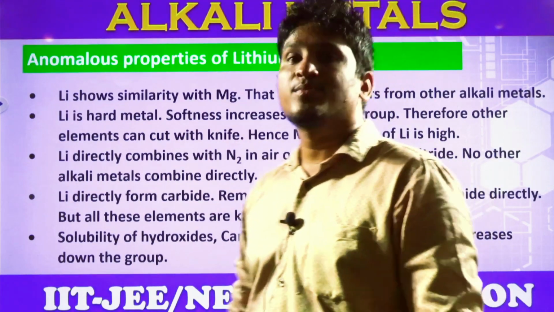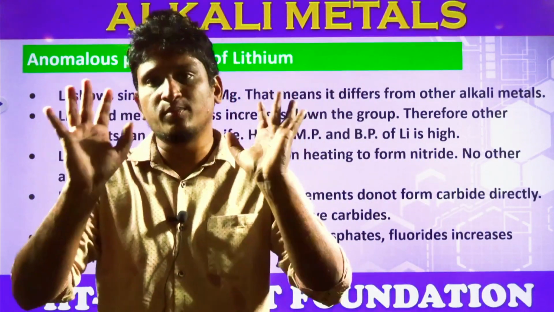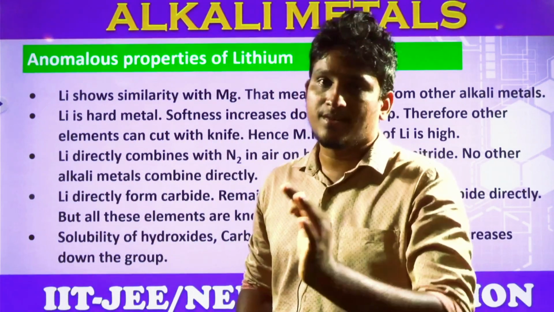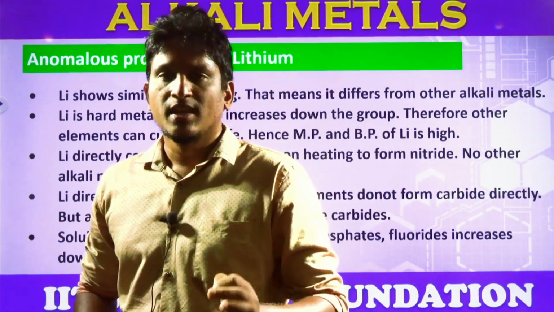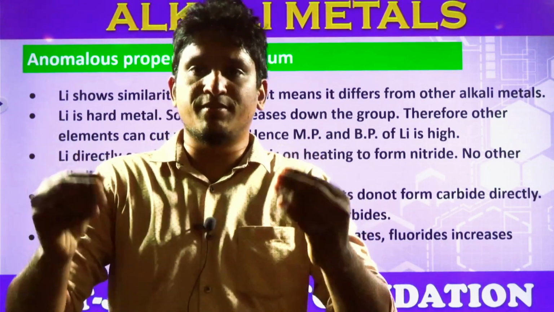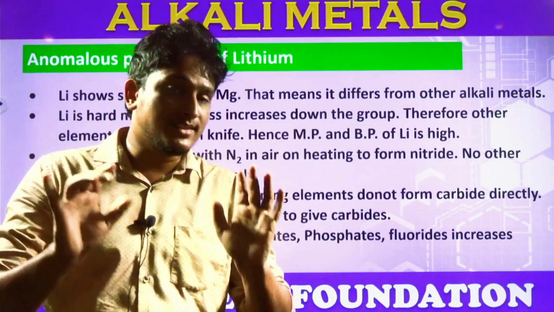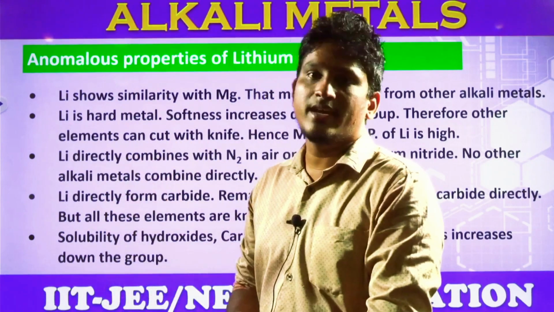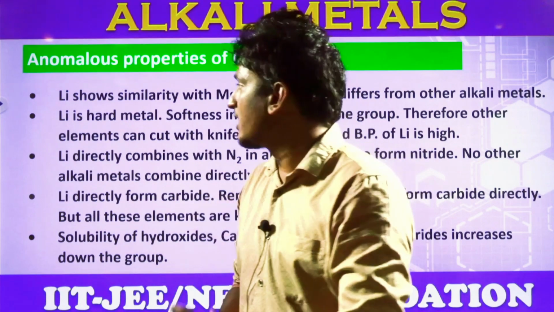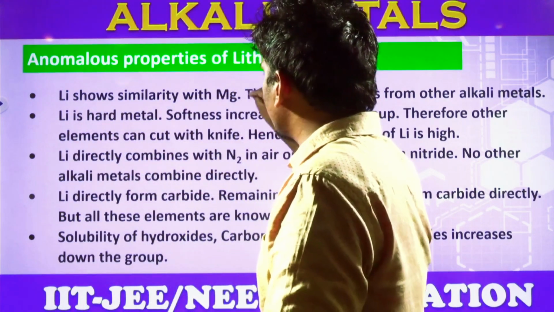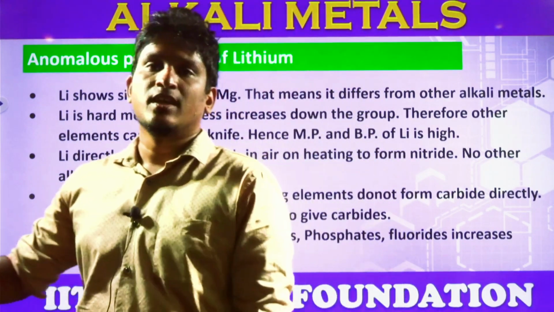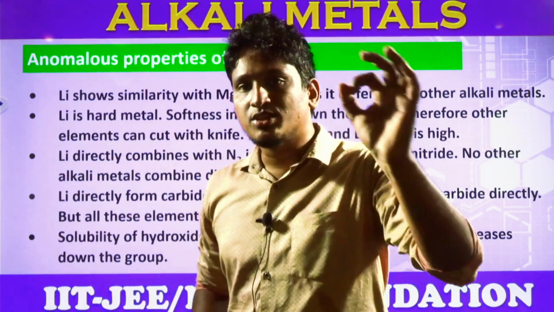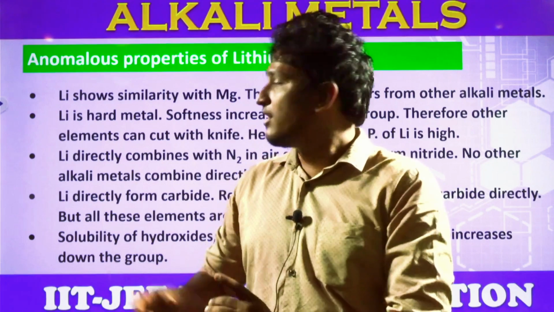Next, anomalous properties of lithium. This is the crucial point. These are crucial points which come under this chapter. Anomalous properties means, students, something which is not following in a way, in an order. That is done by lithium. So look at some of the main points where lithium is showing its anomalous behavior. First, lithium shows its similarity with magnesium, which differs from the other alkali metals. Why it shows its similarity with magnesium, we'll discuss in the next slide.